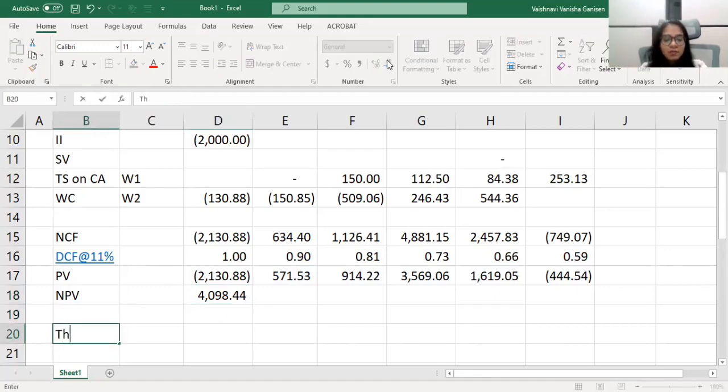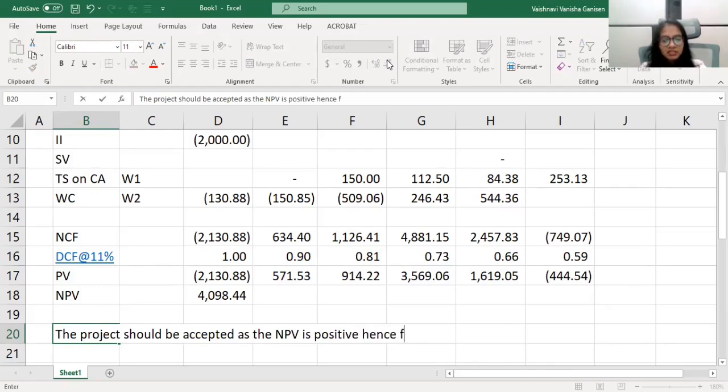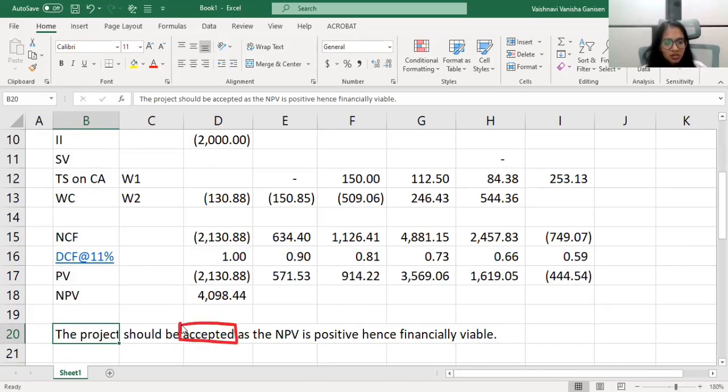Okay, so just write the project should be accepted as the NPV is positive, hence financially viable. Okay, so what you get the 1 mark is here. When you say you accept, you get 1 mark. Your examiner will give you 1 mark.